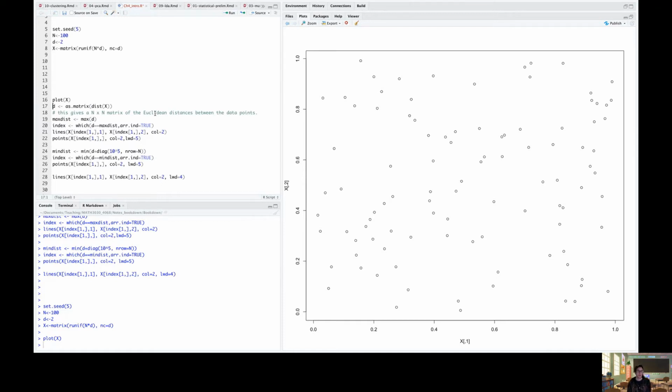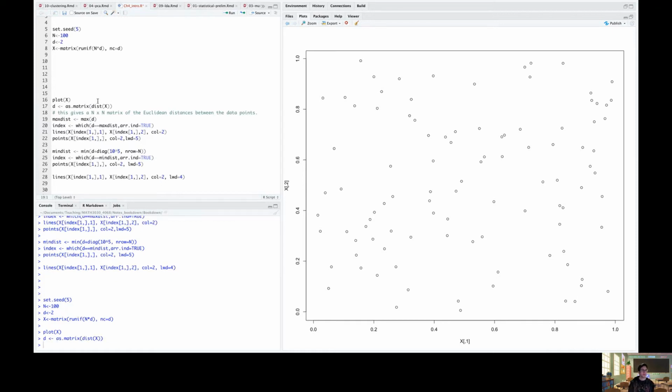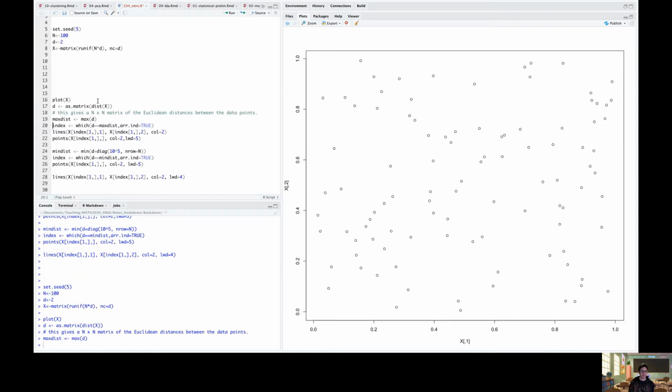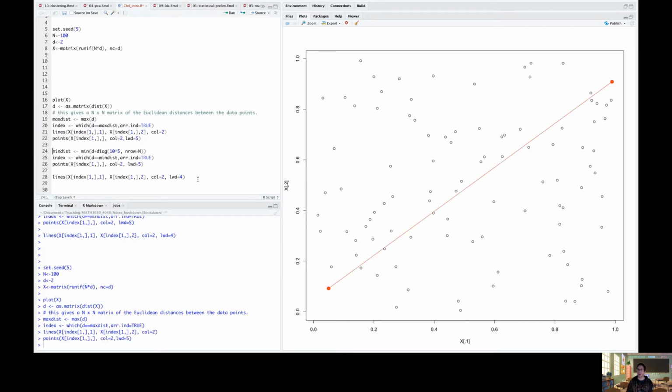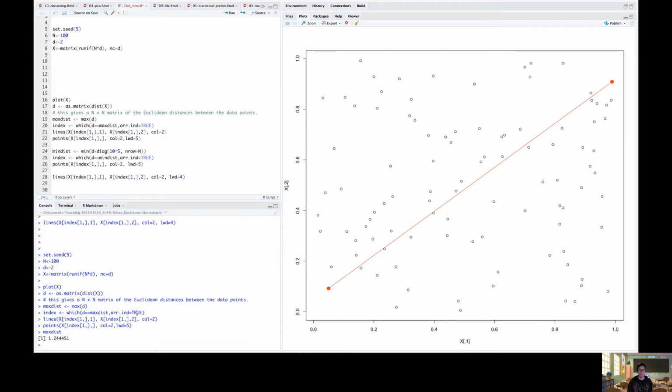Okay, so let's find that out. You can look at the commands in your own time, but let's compute the distance matrix, find the maximum distance between the points. It's probably something from the bottom left to the top right corner, or the top left to the bottom right corner. And just for illustration, let's plot that on. So these 2 points are the points that are farthest apart. They are 1.2 units apart here.